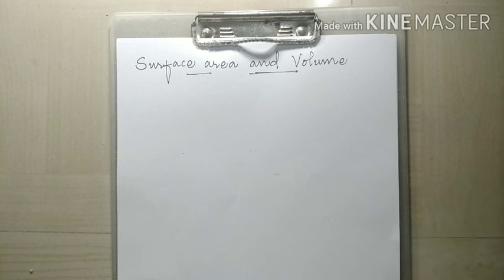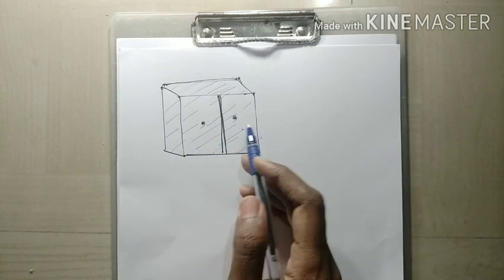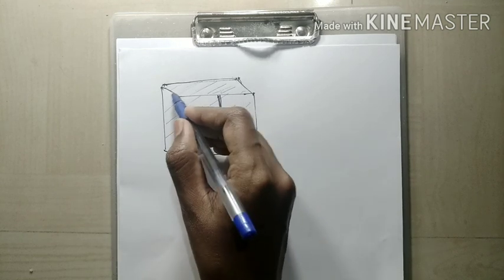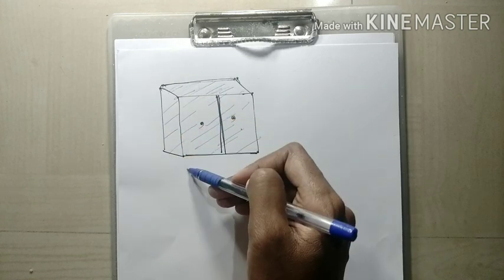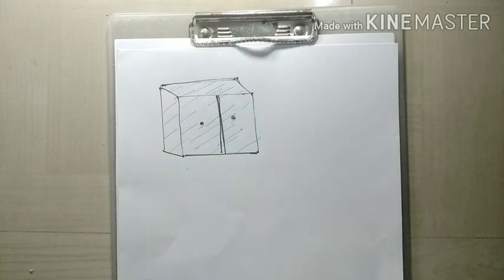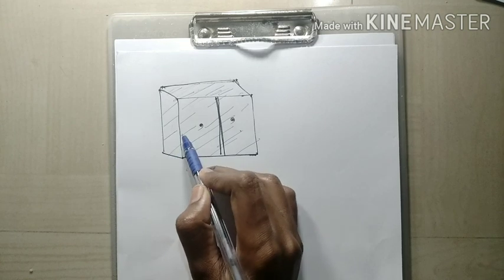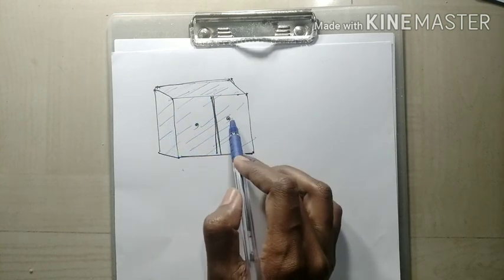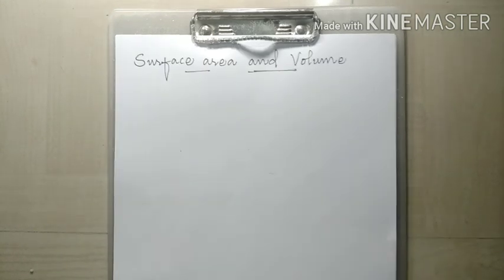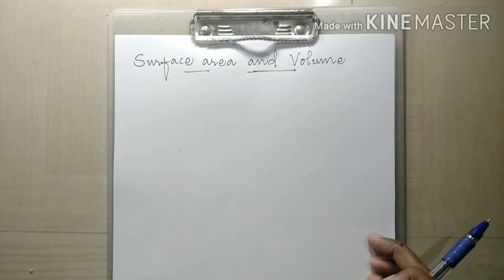What is surface area? Suppose we have a cupboard, and we have to paint this cupboard from outside. So we have 6 faces, that is top and bottom, left and right, and front and back. All these faces which we painted from outside, this is called the surface area of this cupboard. So in this lesson we will discuss how to find the total surface area of some important objects.